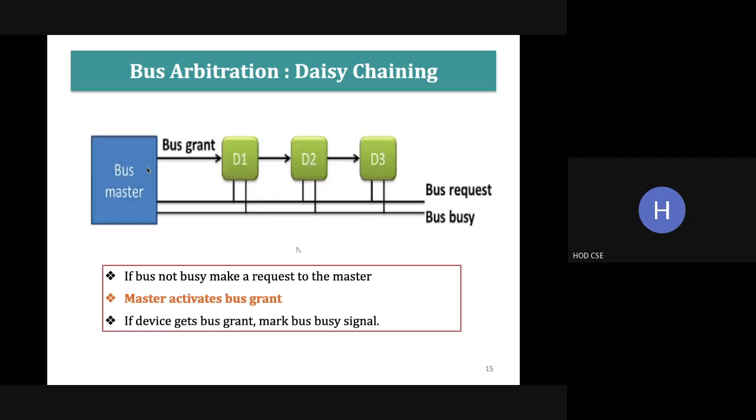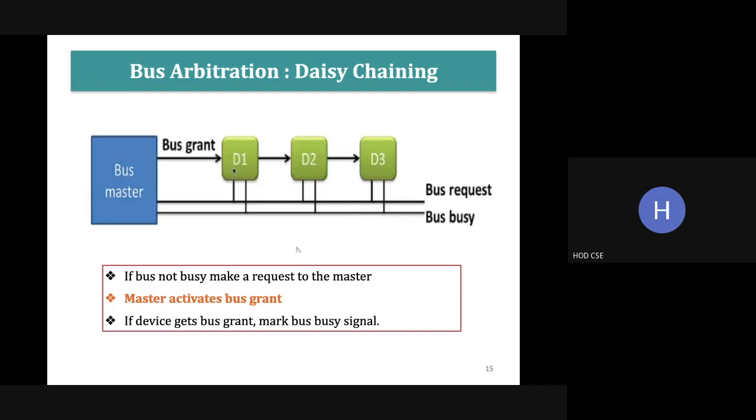Okay, so according to the priority, the devices will be selected. In the daisy chaining method, D1 has the highest priority. The device that is connected nearest to the master has the highest priority. So when the bus master receives a bus request, it will issue the bus grant signal. This bus grant signal will go to device D1, and it checks whether D1 has requested the bus. As an example, I have said there is a request from D3 only.